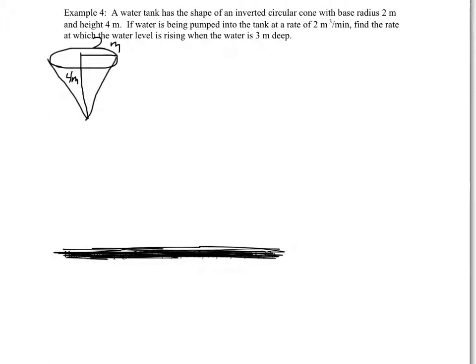And it tells us that the water is being pumped into the tank at a rate of 2 meters cubed per minute. Again, automatically I see a rate, I see meters cubed, I know that's volume. But it also makes sense because pumping water in is going to be a volume thing. So I'm going to say dV/dt is going to be 2 meters cubed per minute. And then it says find the rate at which the water level is rising.